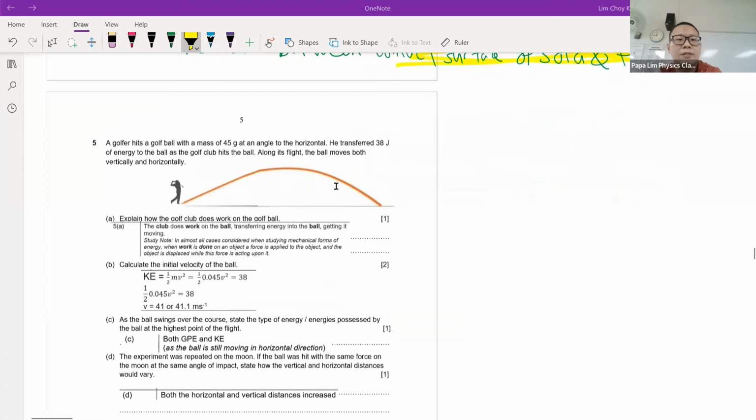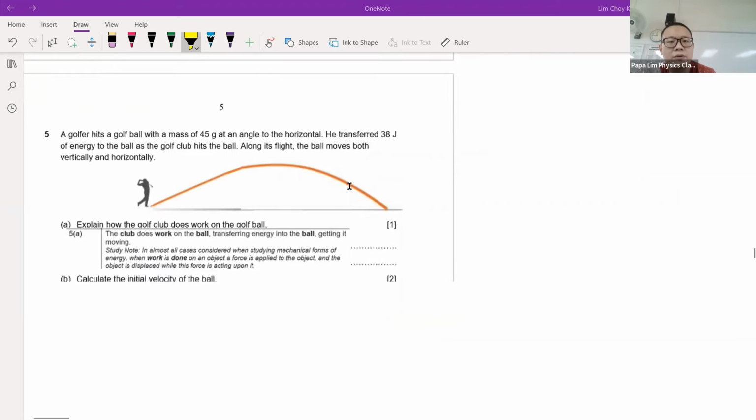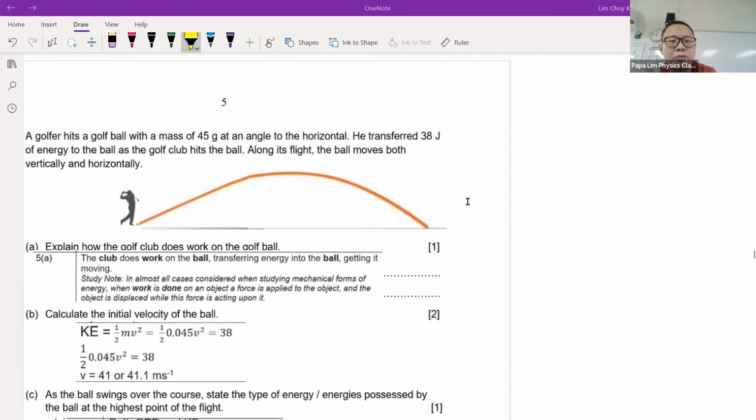Now, question 5 is an interesting question where the ball is being struck off by the golfer. The motion that the golf ball moves in, this parabolic curve, is what we call projectile motion. But what we need to know in our syllabus is, when the object is traveling in this curved, parabolic path, the path that we're looking at, this is what we call the highest location.